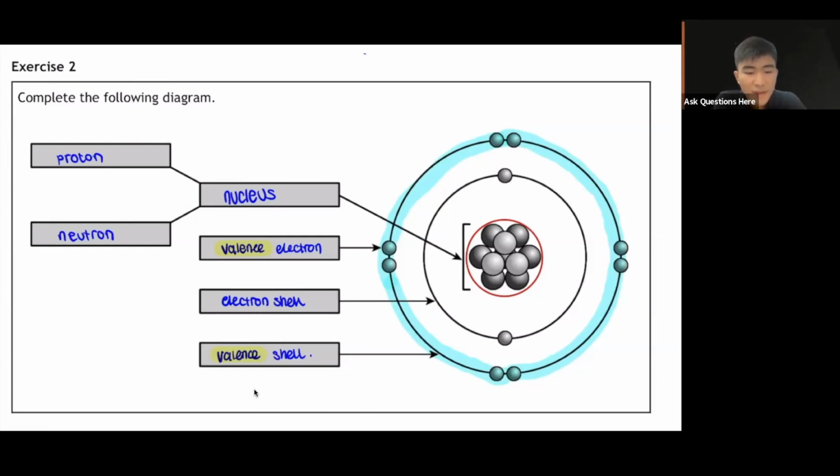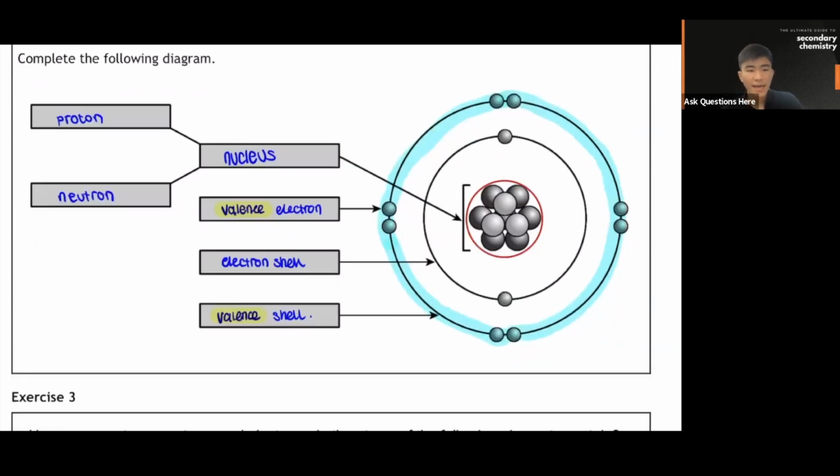Okay. If you have no questions, then we move on to the next part already. This one should be quite simple for all of you. Okay, I'll go to question number 3.